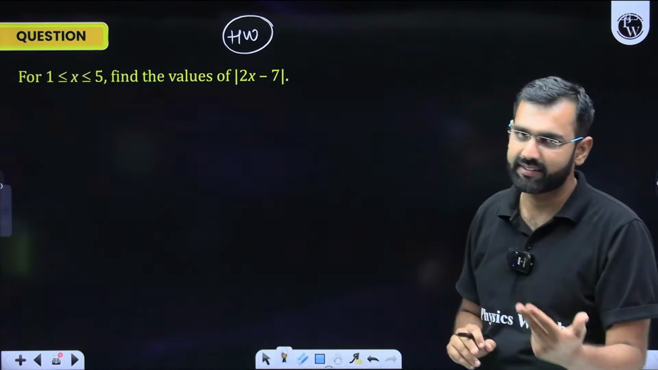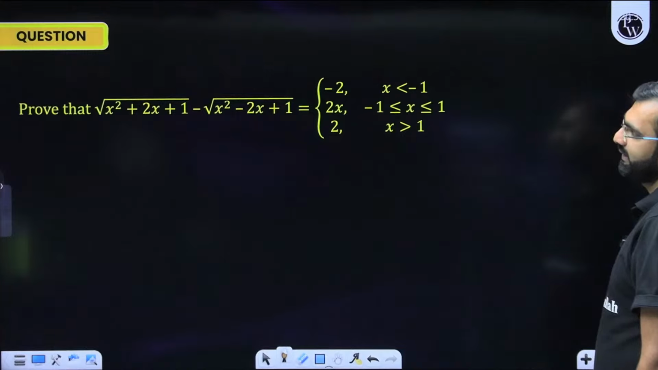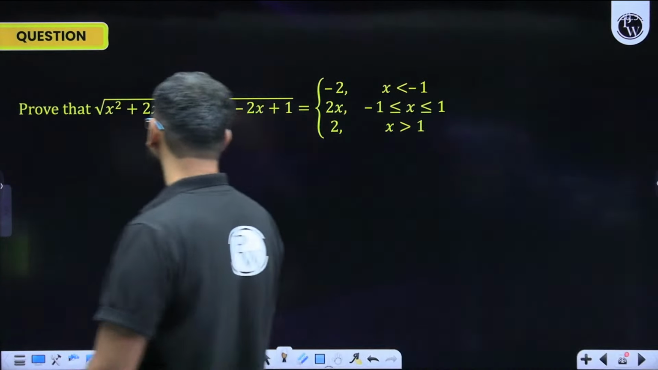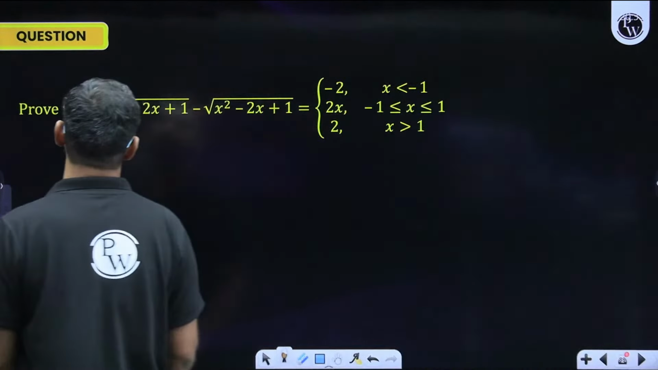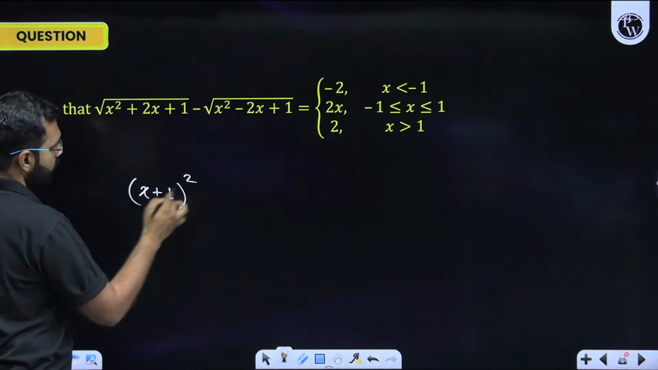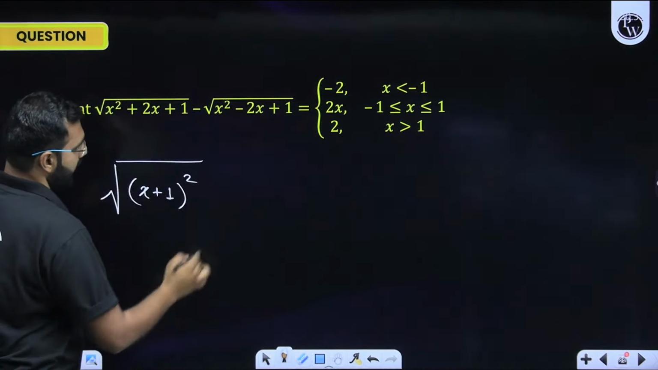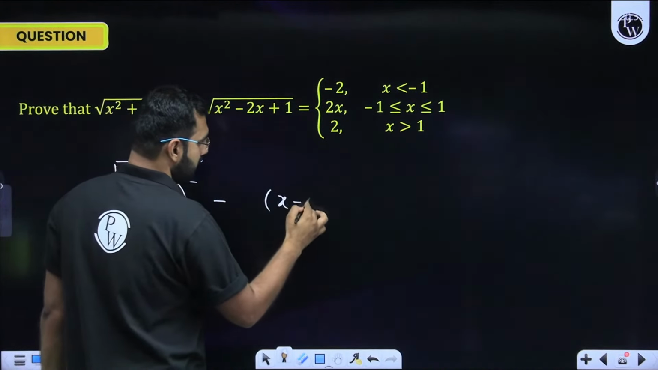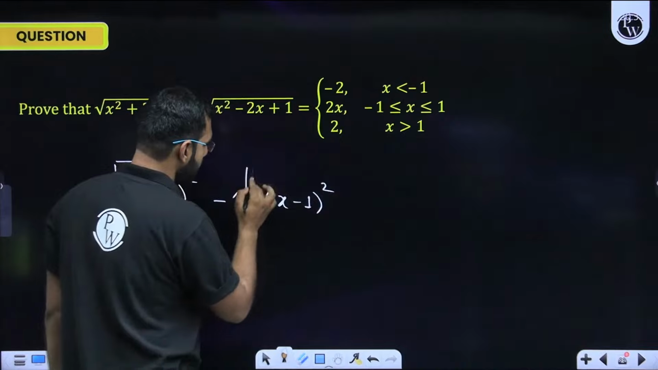Moving ahead from here, what do we see next? Yes, this is what we need to prove. How can we prove it? Can you help me? x square plus 2x plus 1, what is it? It is a square plus b square plus 2ab, so it is x plus 1 whole square inside an under root. And x square minus 2x plus 1 is a square plus b square minus 2ab, so it is x minus 1 whole square inside an under root.